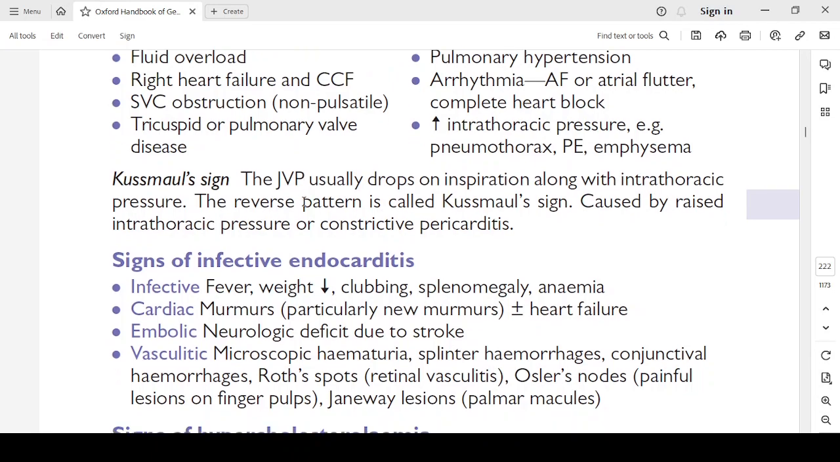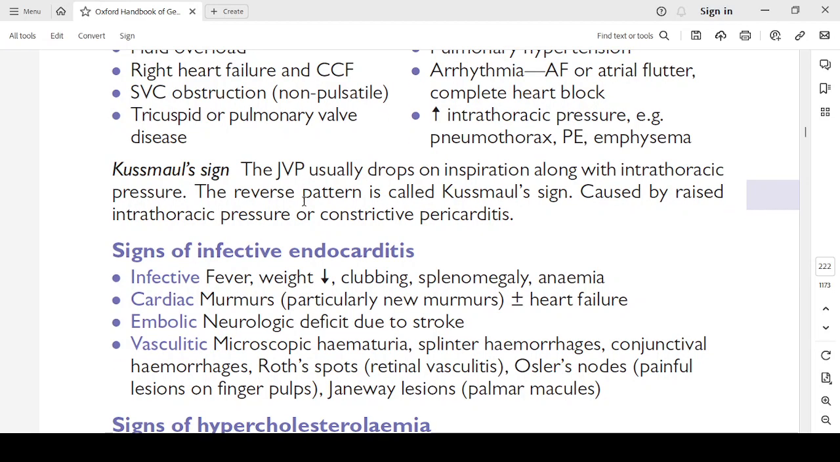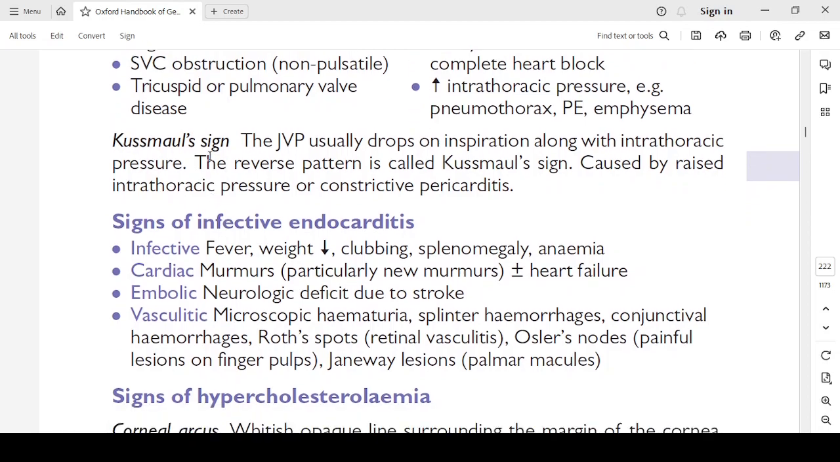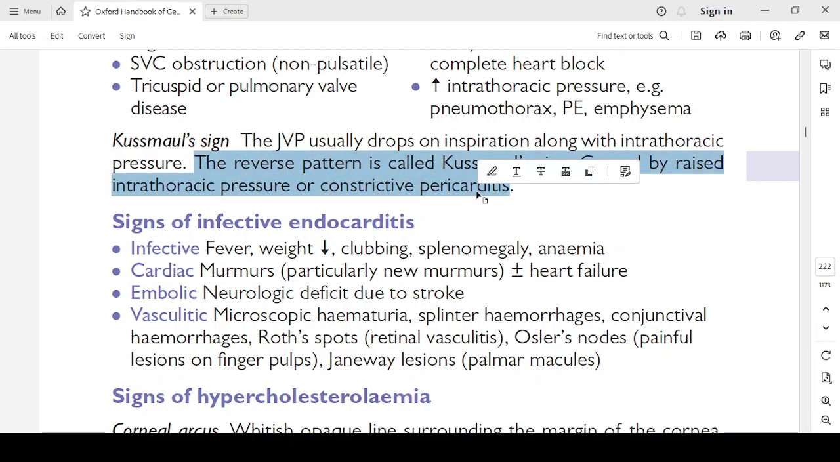Kussmaul sign. The JVP usually drops on inspiration along with intrathoracic pressure. The reverse pattern is called Kussmaul sign, caused by raised intrathoracic pressure and constrictive pericarditis.